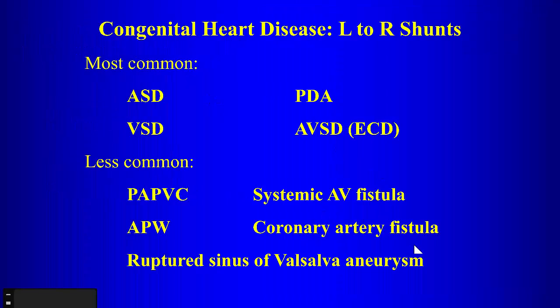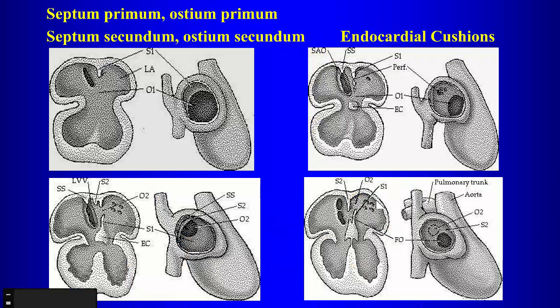Coronary AV fistula we've covered before. There the problem is really ischemia, not so much the left to right shunt component. And here with ruptured sinus of Valsalva aneurysm, there you will get a left to right shunt if it ruptures into right-sided chambers, but again the problem is the rupture itself and not so much the actual shunting.